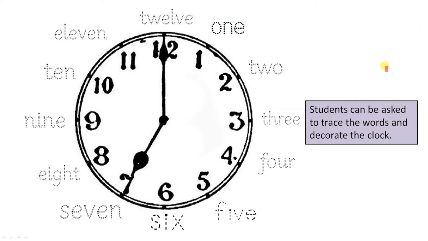Students can be asked to trace the words and decorate the clock. So they've seen all these words here for the numbers from 1 to 12. They saw that in the initial videos. So they'd be able to do some tracing there and they can decorate that clock beautifully.